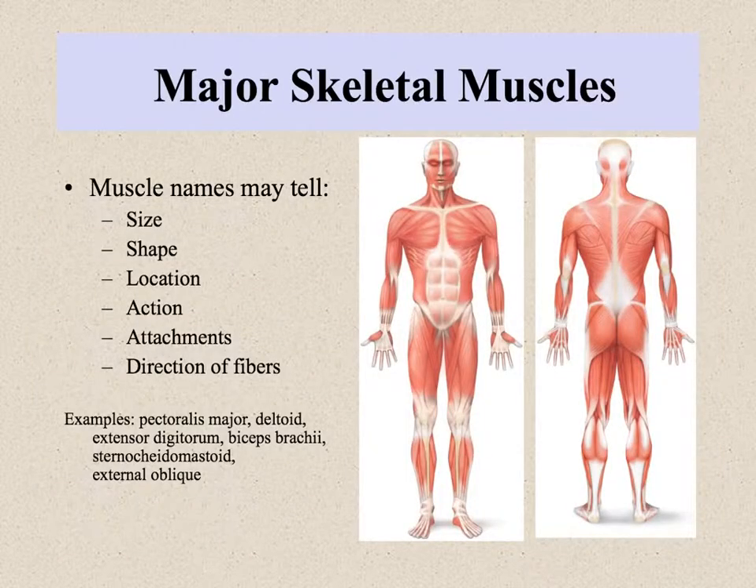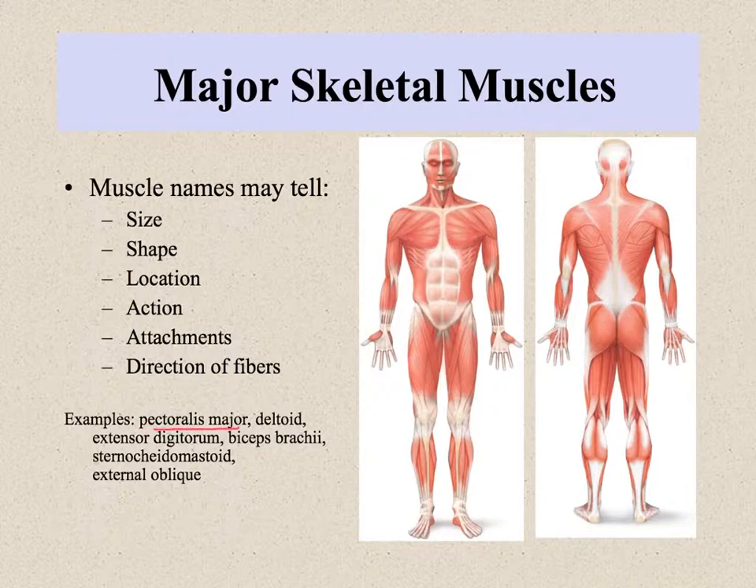So now let's get into looking at some of these specific skeletal muscles that you need to memorize. There are 30 muscles that I want you to know, not only where they are on a diagram, but also at least one movement that they accomplish for us in our bodies. In general, muscle names give us some clues about them. It may tell us the size or the shape, location, the action the muscle does, where it's attached, how its fibers are arranged. So I have some examples down here at the bottom.